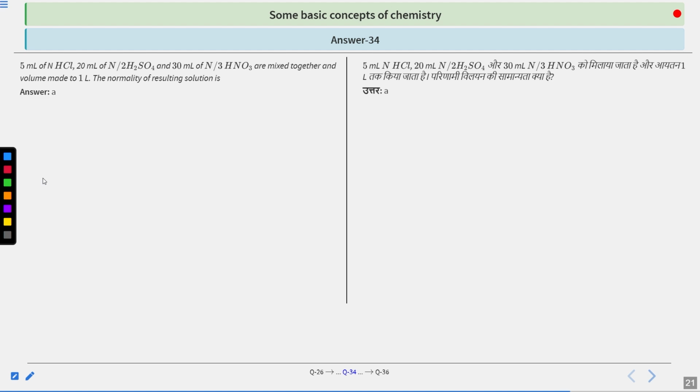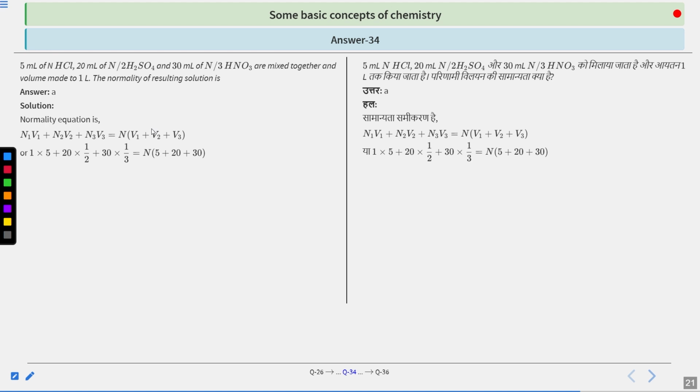So first of all, the correct option is A. To find the normality, we will multiply by N1V1, N2V2 and N3V3, and we will get the volumes V1, V2 and V3. We can just put this into the equation and we will get this done. To find the normality, it turns out to be 25 by 55, which is 0.45 N.